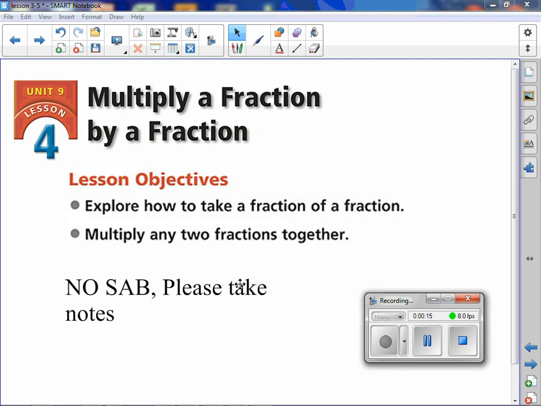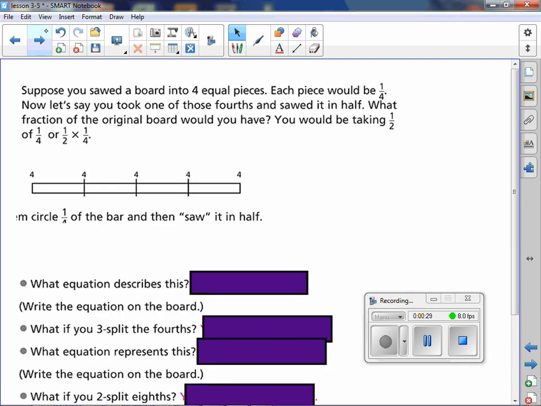There is no SAB, but what I would like you to do is get out a sheet of paper and take some notes, so that you'll have it to help you as you do your homework and remember. I always know that when I do a little note taking, it helps me remember the concepts and skills.